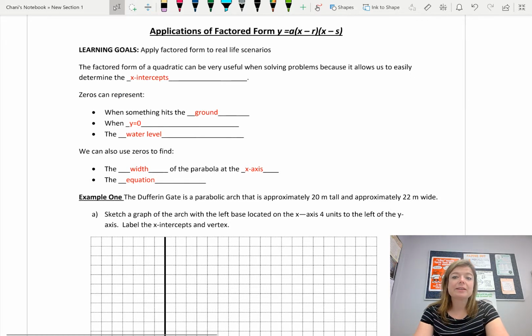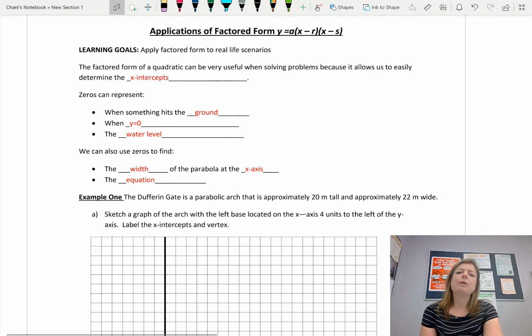Hi everybody, today we are continuing with factored form and specifically how it can be used to answer questions. So when you go into problem solving with quadratics, it's important to recognize what form you are given the equation in. On the test, assignments, or exam, you might be given an equation in vertex form, which is useful because it shows you the vertex. Or you might be given an equation in factored form, which is useful because it shows you the x-intercepts, or at least you can find them with very minimal work.